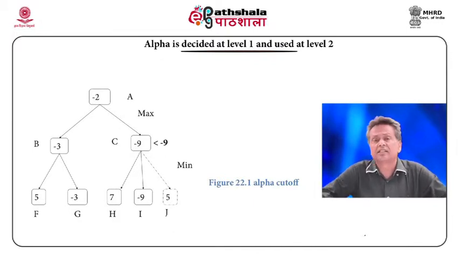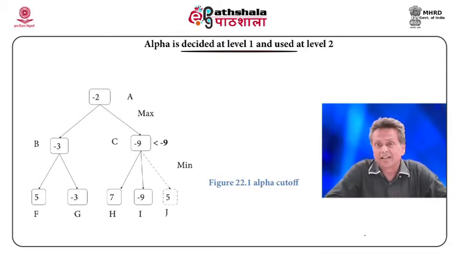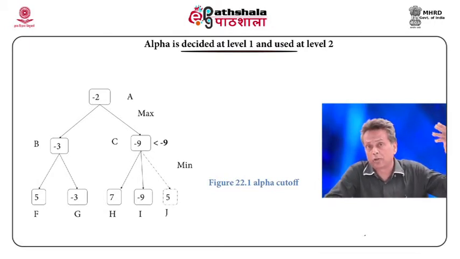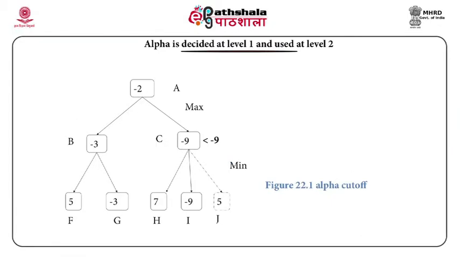Now you can see that it is decided at the maximizing, the previous layer. Okay, -3 is decided at layer 2. We are applying it at layer 3. Remember, this is something which I've already told you. So deciding something at layer n, applying it at layer n plus 1.